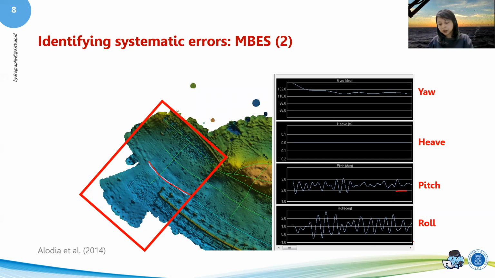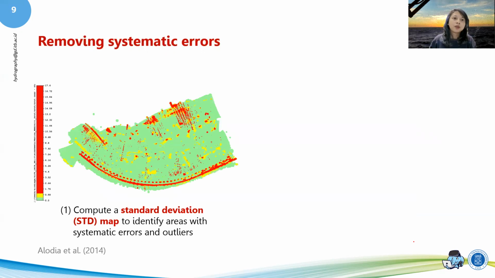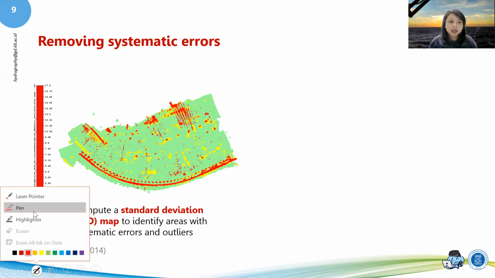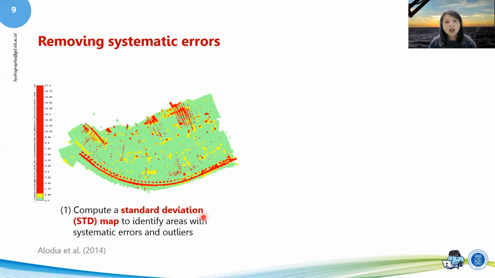Now you know where those come from, how do you actually calculate the right surface? The first one is to compute the standard deviation map to identify the areas with systematic errors and outliers. So you can see here there are some areas that don't make any sense, which are red. Green is basically where your standard deviation is okay. And then yellow is somewhere you have a warning, but red is totally wrong.